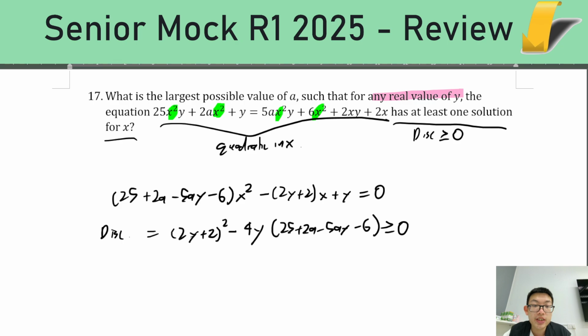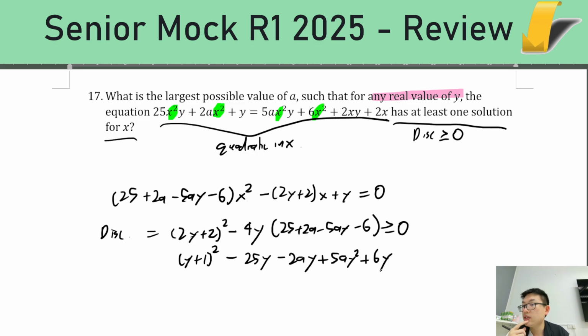Okay, so I'll divide by 4 first, just to make it a bit cleaner, and then I will expand out. And you get a quadratic in terms of y. So you have plus 2y plus 6y minus 25y is minus 17y, and then minus 2ay. Is that right?